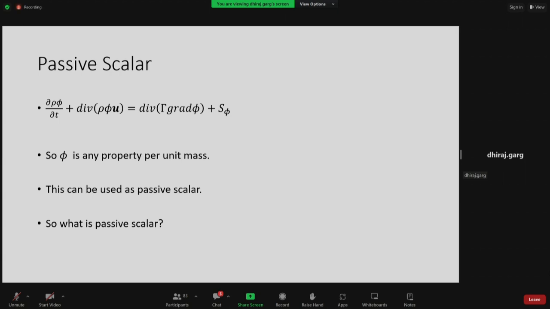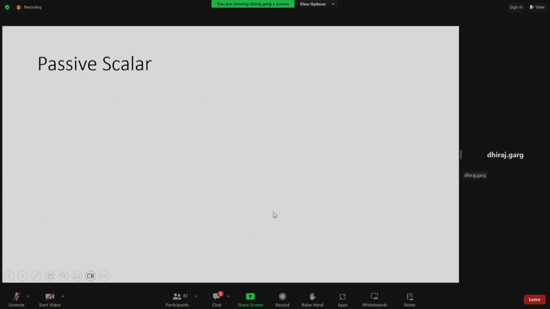So the natural question is, what is a passive scalar? So much we have discussed. What exactly is the physical meaning of a passive scalar? So let's say any property is phi. In a given control volume, there is a property phi whose value you know for given x, y, z, and t. That means time and space, you know every property. It is varying in time and space, and you know it in the beginning, let's say.